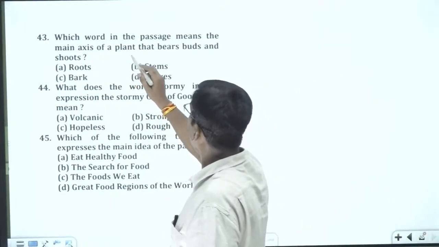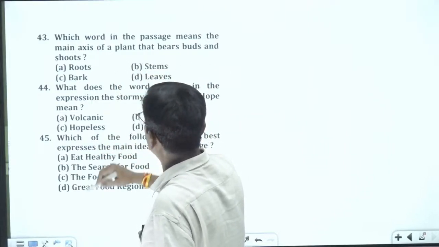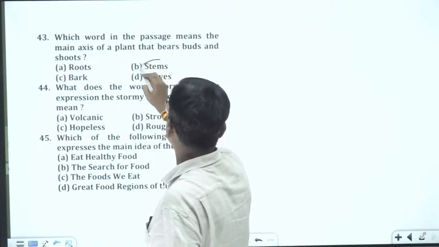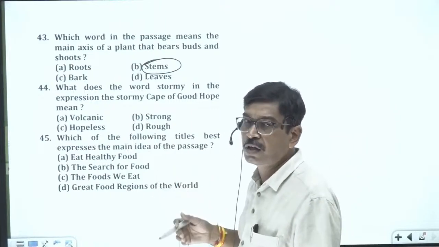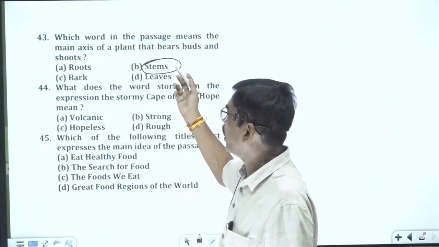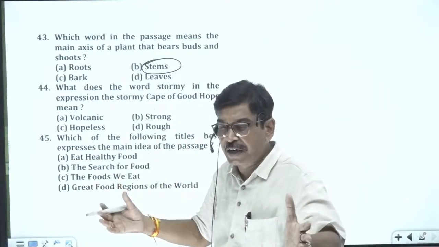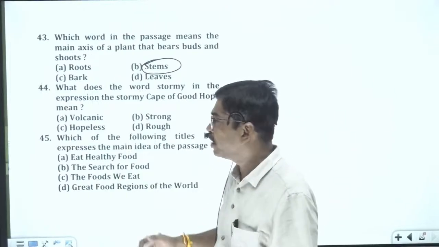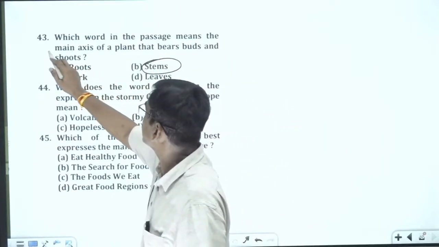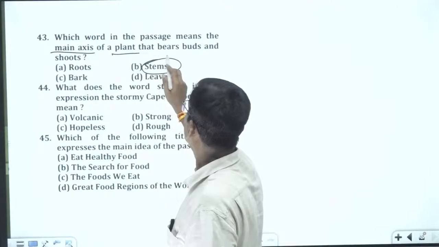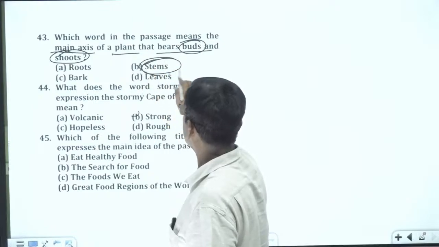Next, which word in the passage means the main axis of a plant that bears buds and shoots? This is very easy: stems. This is very easy because it's scientific knowledge also. So it's a very factual question, not an explanatory question. We can analyze it with a scientific temperament of mind. Stems is the word that means the main axis of a plant that bears buds and shoots.